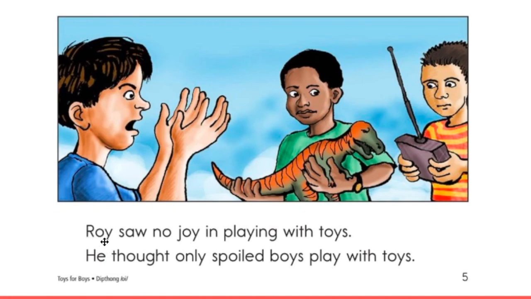Let's read this page together as well. Again, start by looking to see where those oi words are. Roy, joy, toys, oi, spoiled, oi, boys, oi, toys. Okay, let's read it together. Ready? Begin. Roy saw no joy in playing with toys. He thought only spoiled boys play with toys.